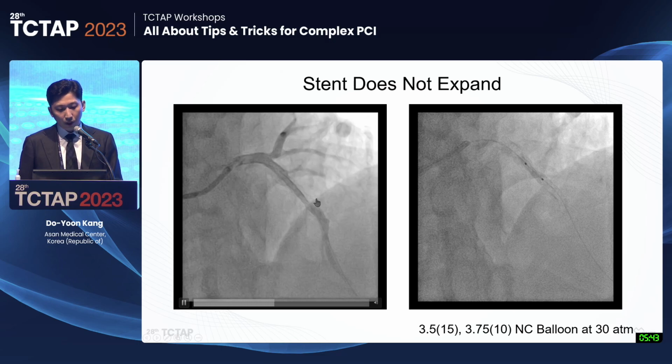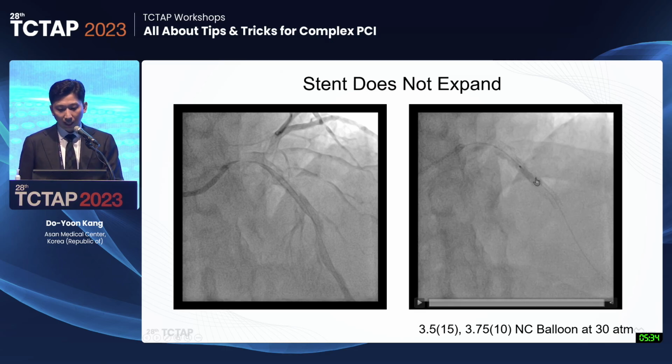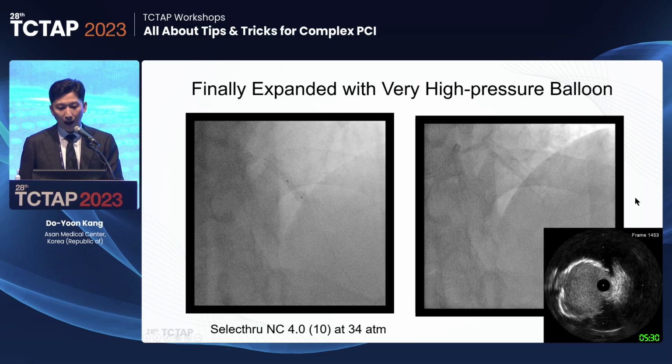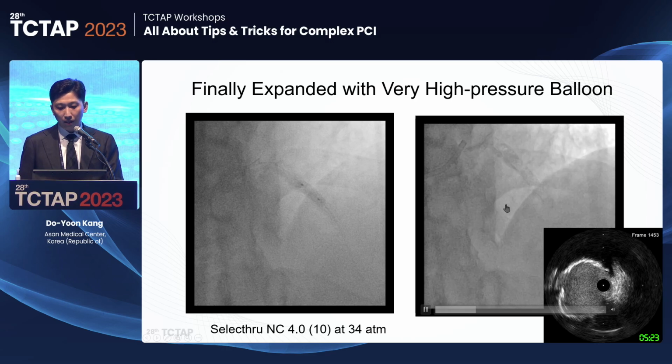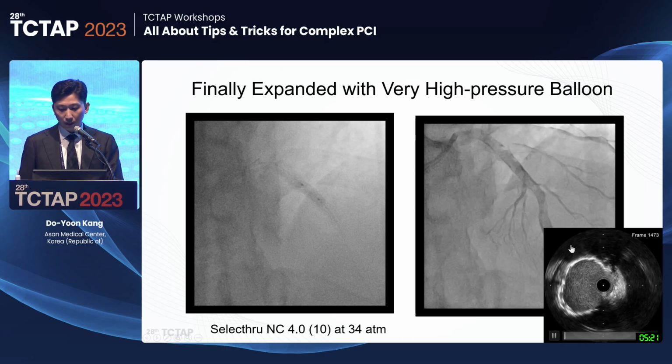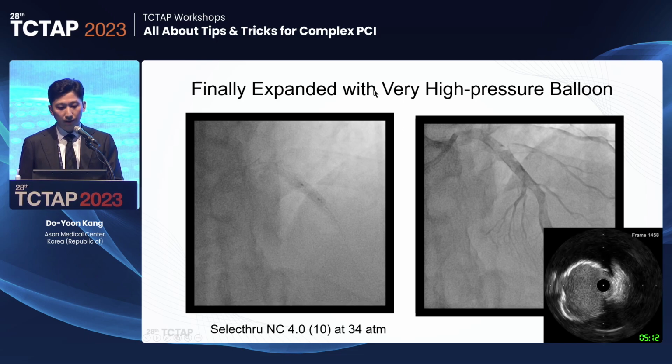In angio it looks okay, but in IVUS you can see the stent malexpansion, and it does not expand with the 3.5 or 3.75 balloon, even at very high pressure. Finally, with the 4.0 at 34 atm, it's a very dangerous situation, and it opened. On IVUS, you can see the opening of the calcification and stent. Please avoid this dangerous situation.